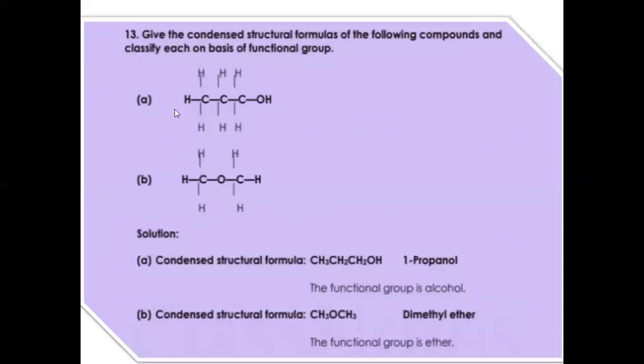Question number 30. Give the condensed structural formulas of the following compounds and classify each on the basis of functional group. You can see in this case, this chain is an alkyl group and it contains three carbon atoms. So we will use the term prop for three carbon atoms, and as the OH or hydroxyl group is attached with this alkyl group, this compound is alcohol and the name of this compound will be propanol. Propane, the E of the propane is replaced by the alcoholic functional group, that is OL. So as the OH group is attached with the carbon number 1, the name of this compound will be 1-propanol.